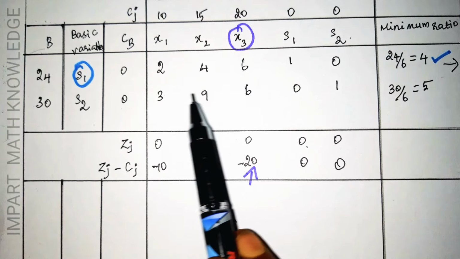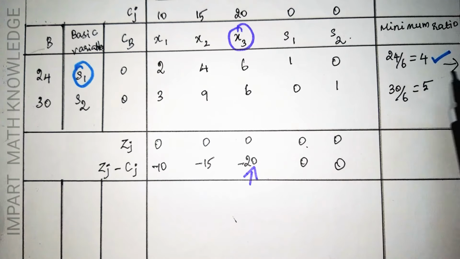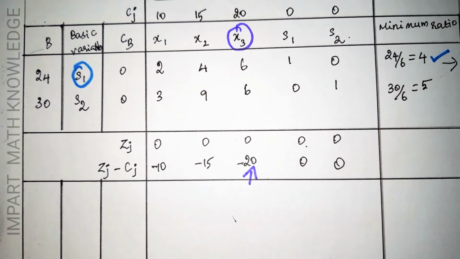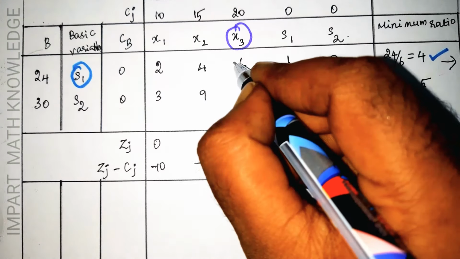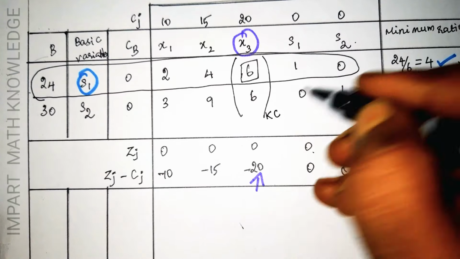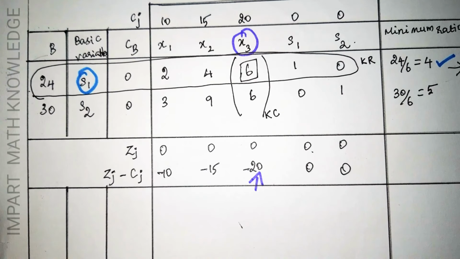X3 is the entering variable, S1 is the leaving variable. The point of intersection is 6. So 6 is the key element. This is key column and this is key row. Now we have to move on to the next table.